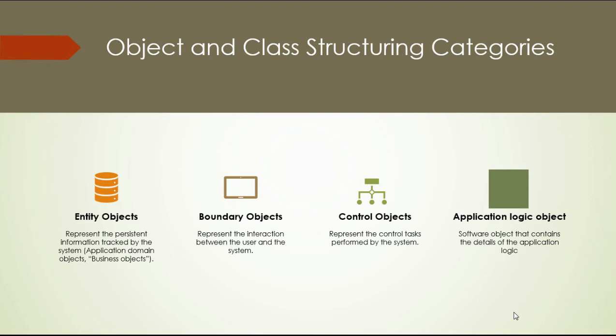The last is the application logic object. The application logic object is also a software object that contains the details of the application logic. We need it in the application when we want to encapsulate some methods from the system or from the design of the system.